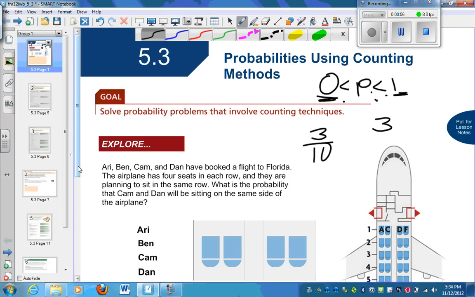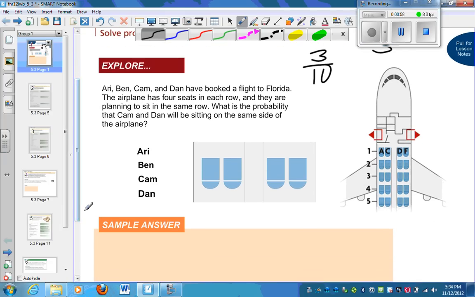So we have Ari, Ben, Cam, and Dan, A, B, C, D, who have each booked a flight to Florida. The airplane has 4 seats in a row, and they're planning to sit in the same row. What's the probability that Cam and Dan will be sitting in the same side of the airplane?